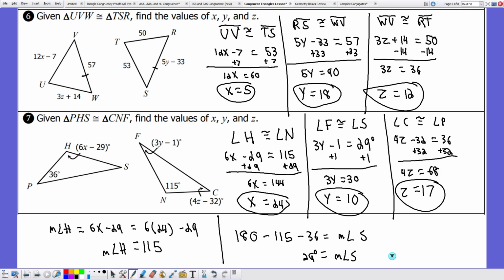So even when it involves some algebra, we're just using the same techniques we've been learning throughout the year.